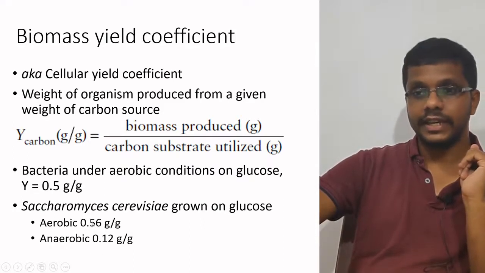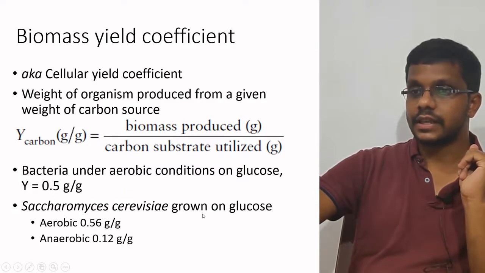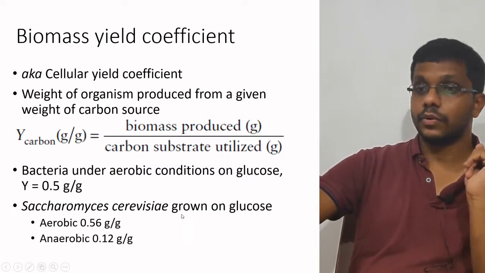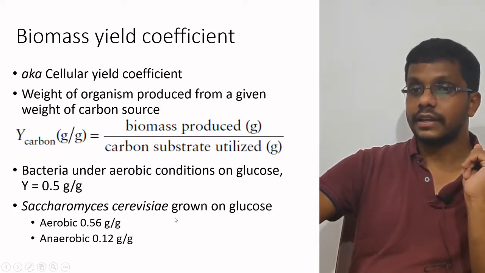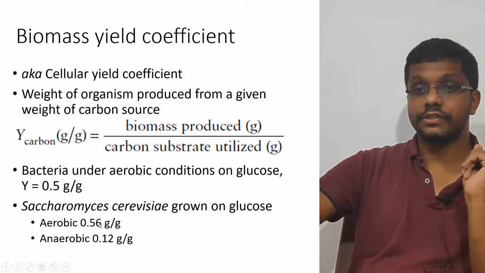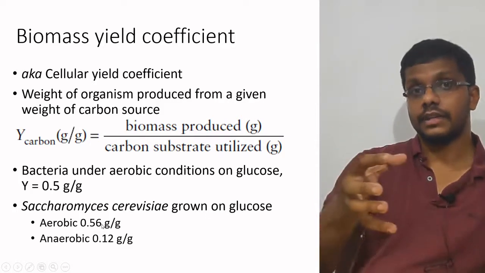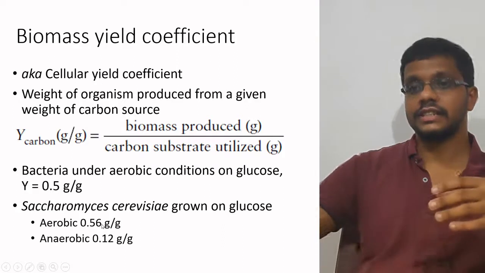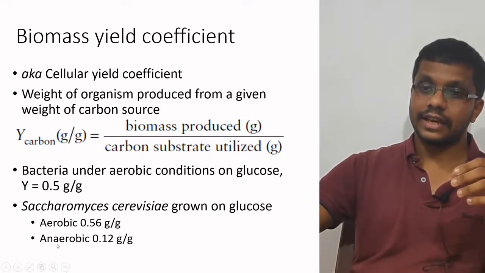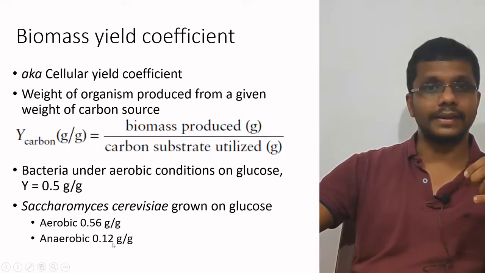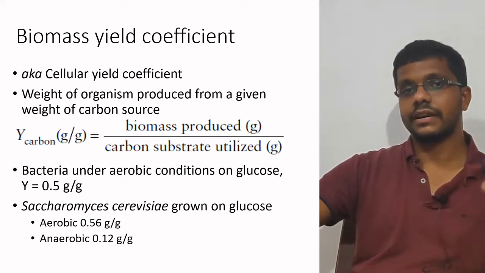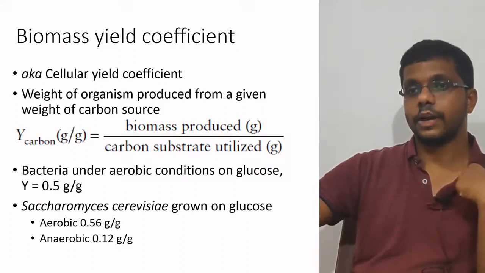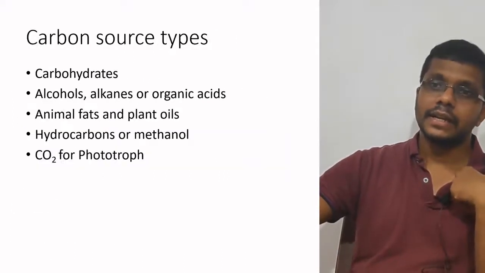So if you are feeding Saccharomyces cerevisiae with 100 kilograms of glucose at aerobic condition, the biomass yield is 56 kilograms. The yeast will grow into 56 kg, and if you are giving it in anaerobic condition, you will get only 12 kg when giving 100 kilograms. So that's what the biomass yield coefficient means.